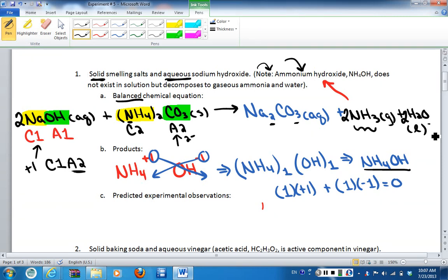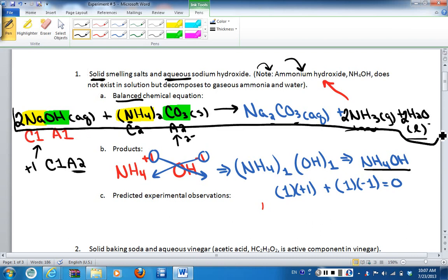The last thing we have to check is the hydrogens. So if we look at sodium hydroxide, there's 2 hydrogens. From the ammonium, we have 8, so a grand total of 10 hydrogens on the reactant side. We have to make sure that we have 10 on the product side. And what we see is that we have 6 from the ammonium and 4 more from the water, which gives us 10. So therefore, we know that everything is balanced by mass, and this is our balanced chemical equation.